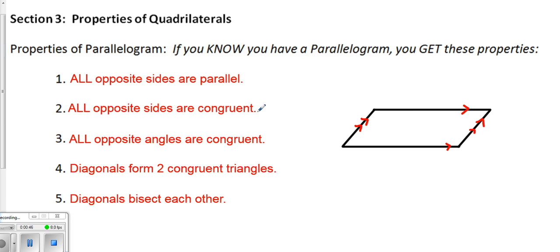You know that all opposite sides are congruent. So this side is congruent to its opposite side over here. This side is congruent to its opposite side over here. You know that has to be true.